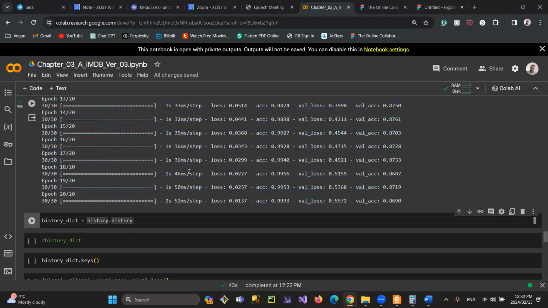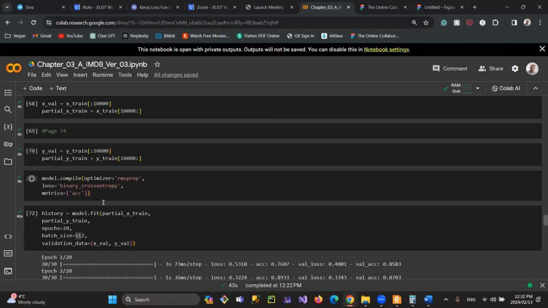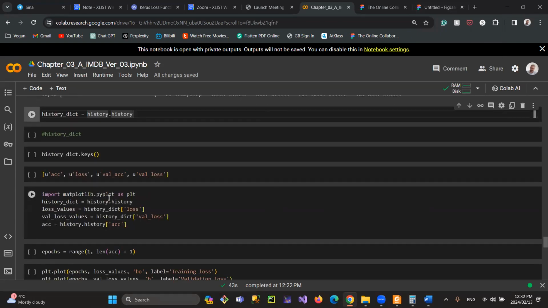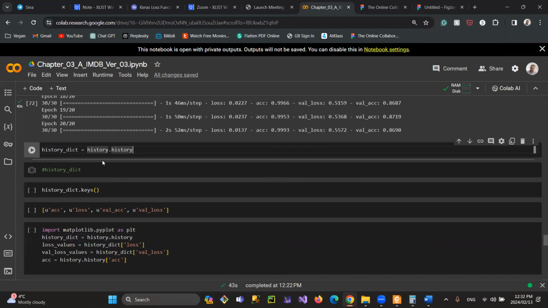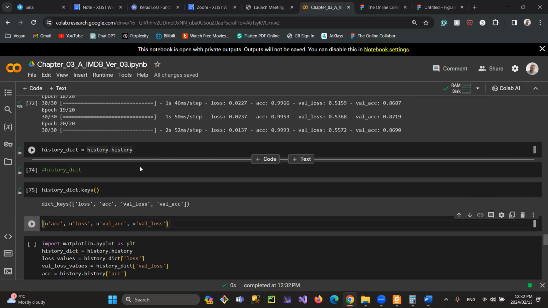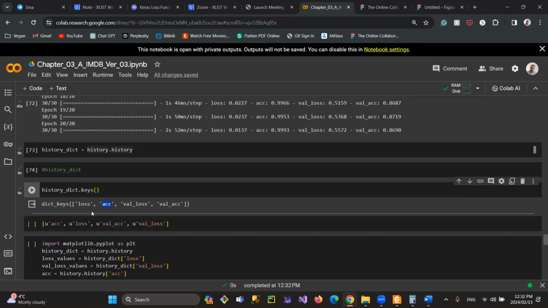Every single fit that you run creates one object that is history, and that has a member history, and that history member of the object has 4 keys. Let's just see what the keys are. One is the loss for the training, one is the accuracy for the training, the other ones are validation loss and validation accuracy. Does that make sense? Okay.